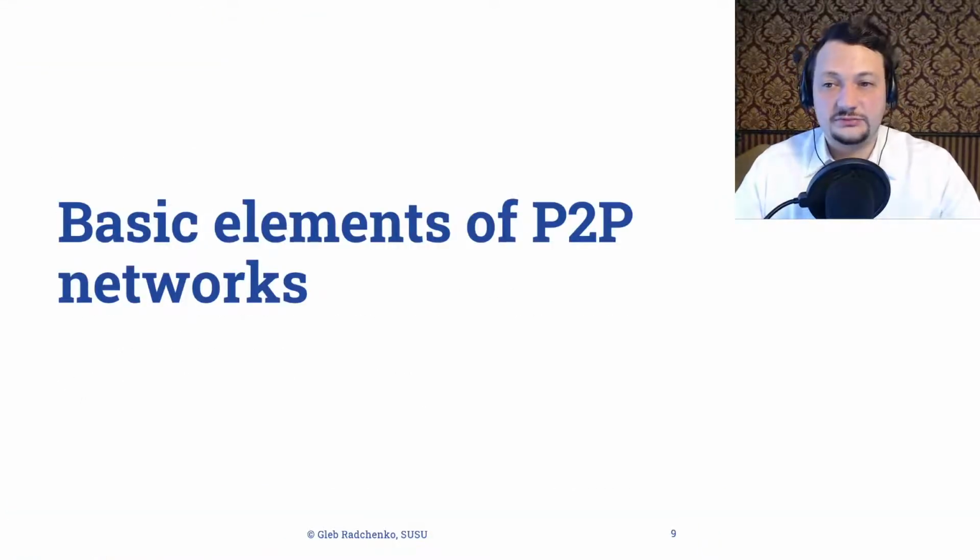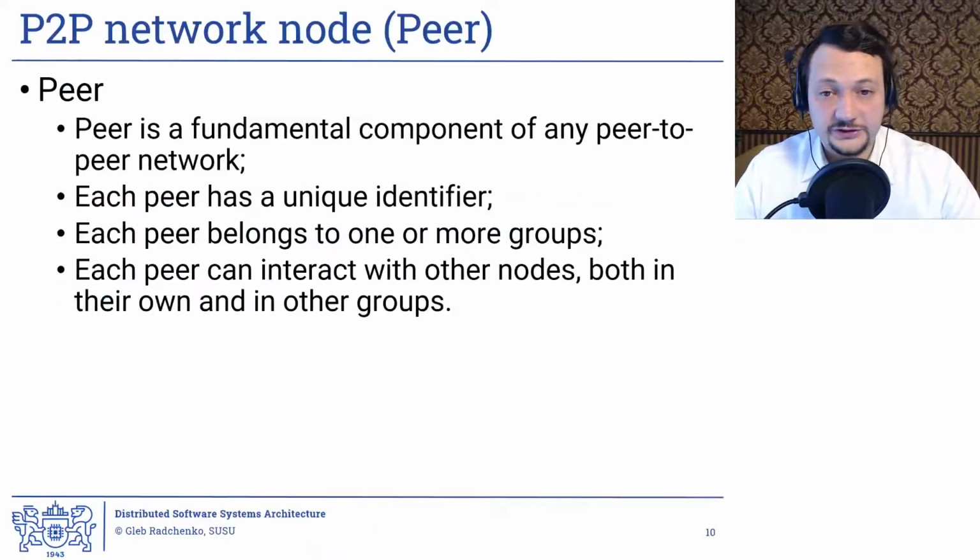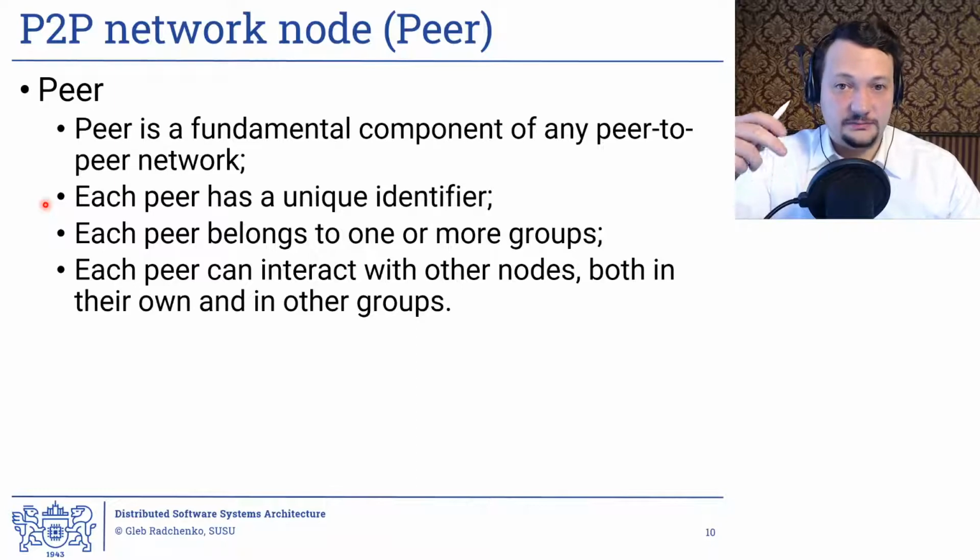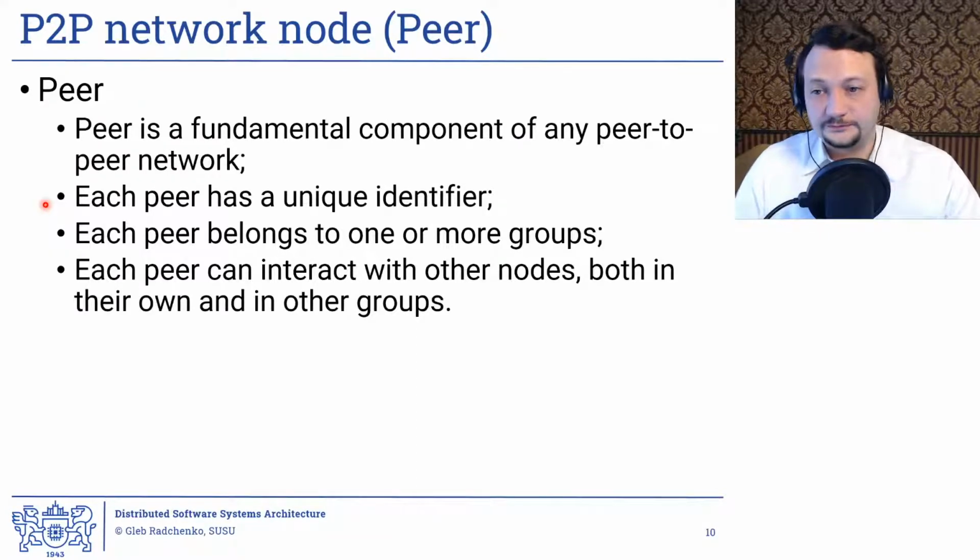So let's discuss the basic elements of peer-to-peer networks. First, it is a peer. It is a peer-to-peer network node. And peer is a fundamental component of any peer-to-peer network. Each peer has its own unique identifier, so we can call this peer inside the network.